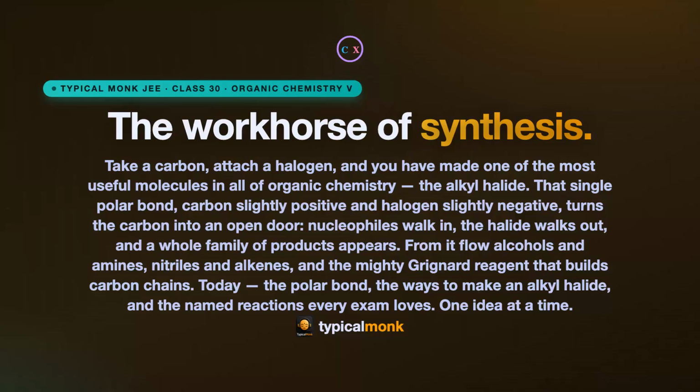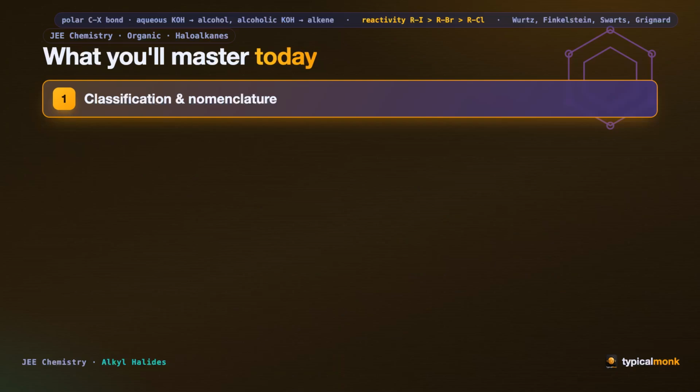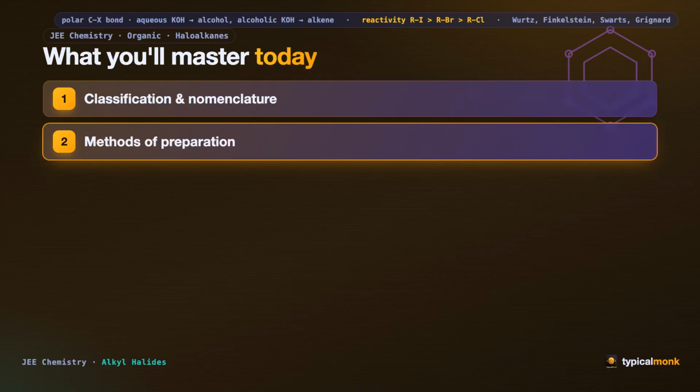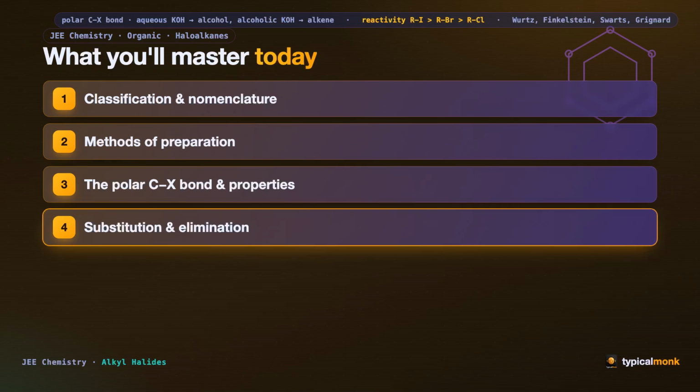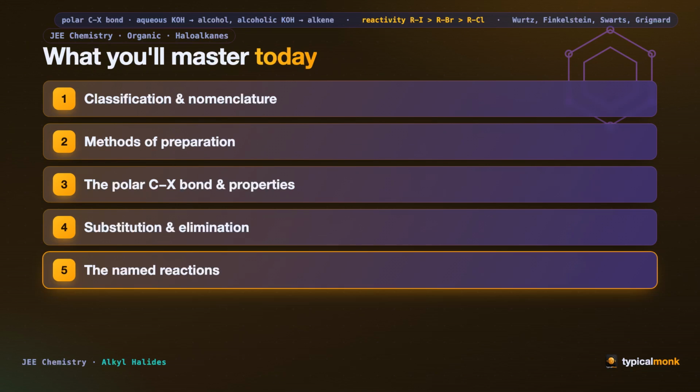Today, the polar bond, the ways to make an alkyl halide, and the named reactions every exam loves. One idea at a time. Here is what you will master today. First, classification and nomenclature. Second, the methods of preparation. Third, the polar carbon-halogen bond and the properties. Fourth, substitution and elimination. And fifth, the named reactions, one idea at a time.